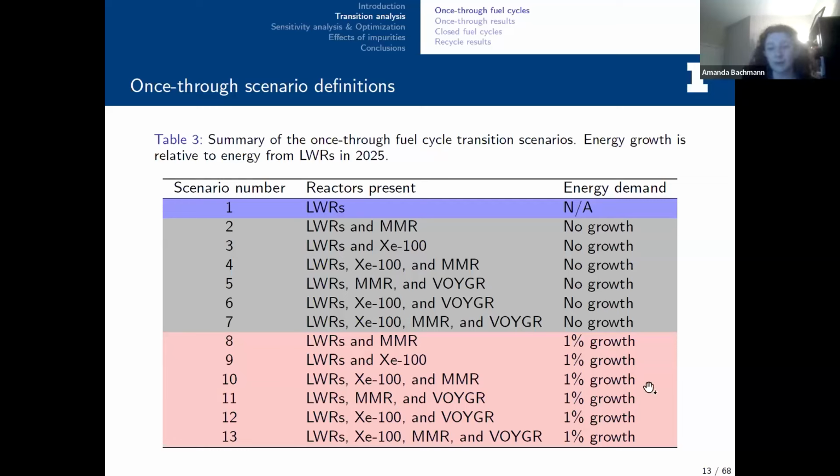And then for the 1% growth scenarios, I said that demand needs to increase 1% each year. So you have some amount of growth in that, and then you deploy the advanced reactors as you need in order to meet that energy demand. For the purposes of time, I'm just going through the no growth energy demand results.